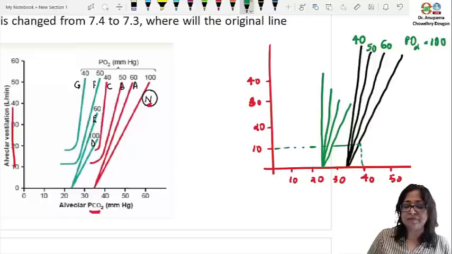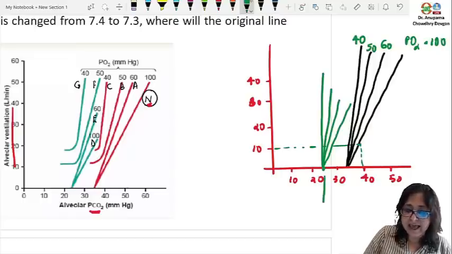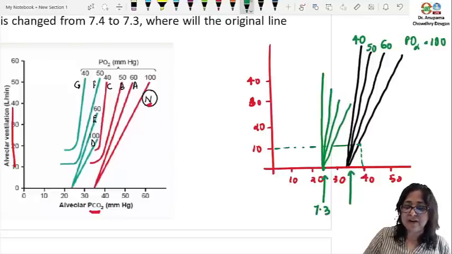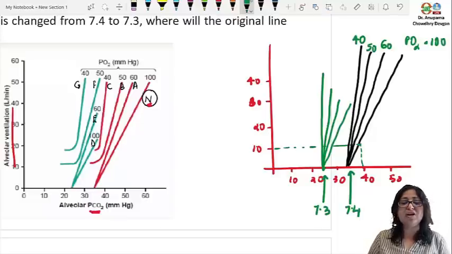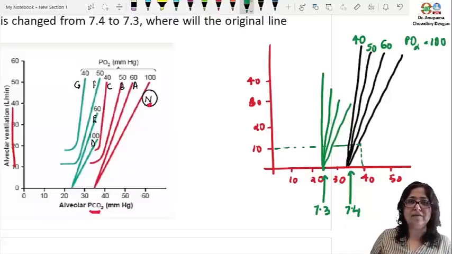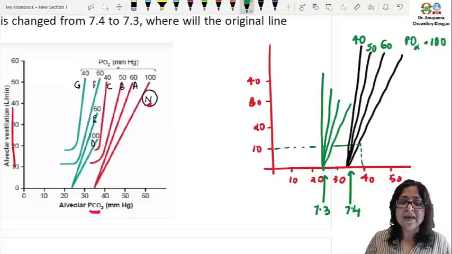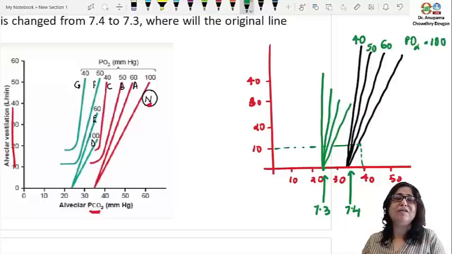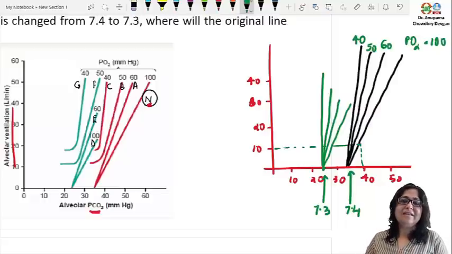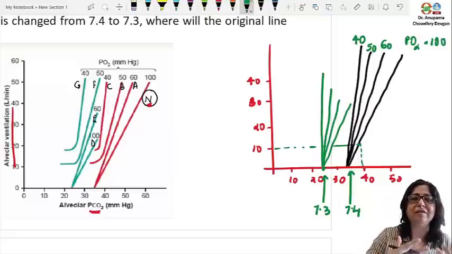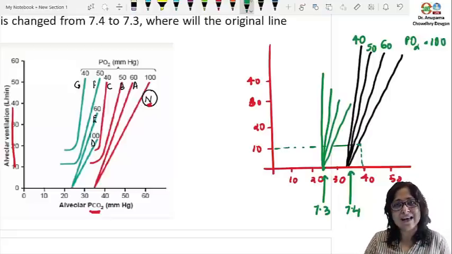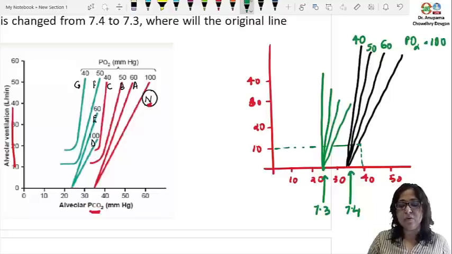What causes this shift? This shift is seen in acidosis. When the pH has changed to 7.3, the first set of lines were when the pH was normal. Now the pH has been reduced to 7.3. So what has happened is all these lines have shifted to the left. Again, what does that indicate? That indicates in the presence of acidosis, the sensitivity of the chemoreceptors to CO2 increases even further. There's a much greater increase in the sensitivity. Right? This is what is causing a shift of this fan of lines to the left.